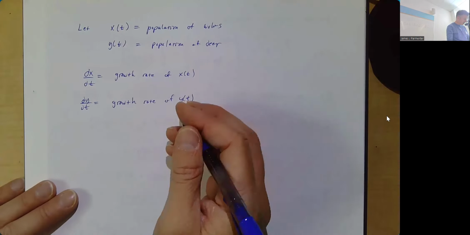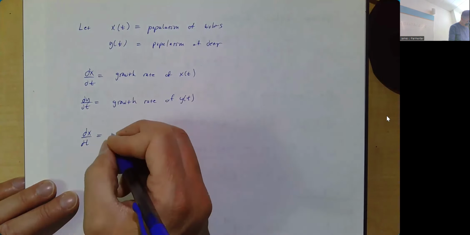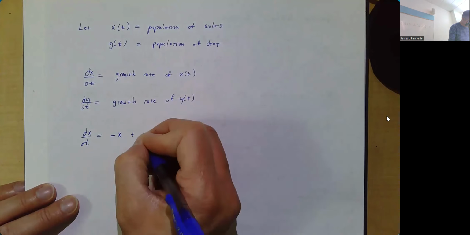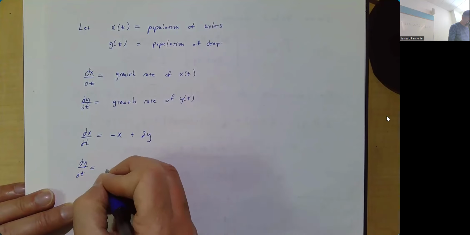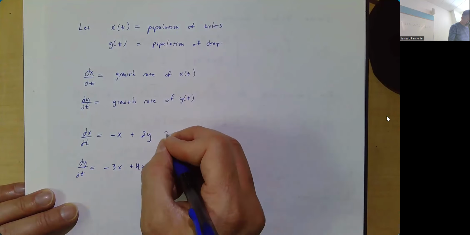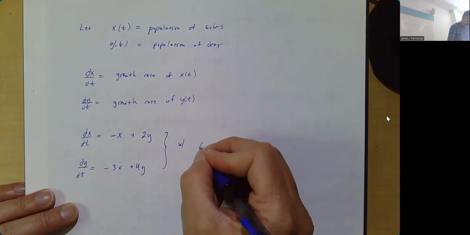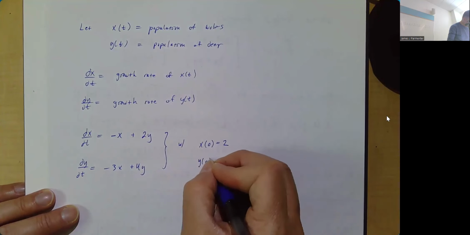So let's say we have the following. Let's say that dx dt is equal to negative x plus 2y, and dy dt is equal to negative 3x plus 4y. With initial conditions, x at time 0 equal to 2, y at time 0 equal to 4.